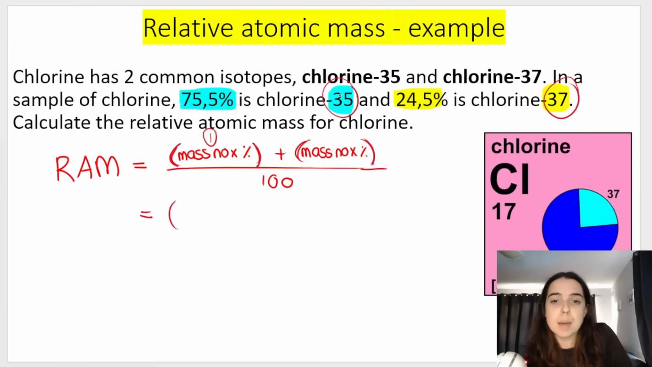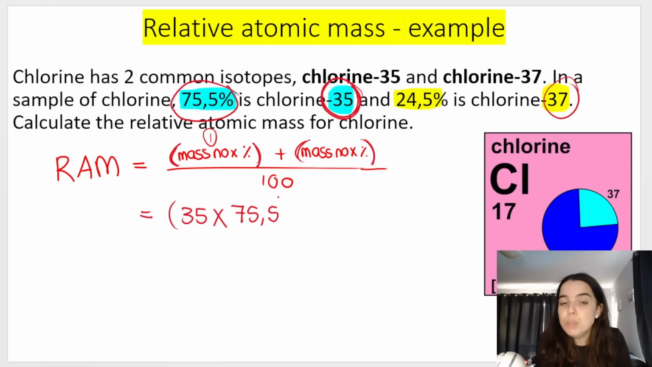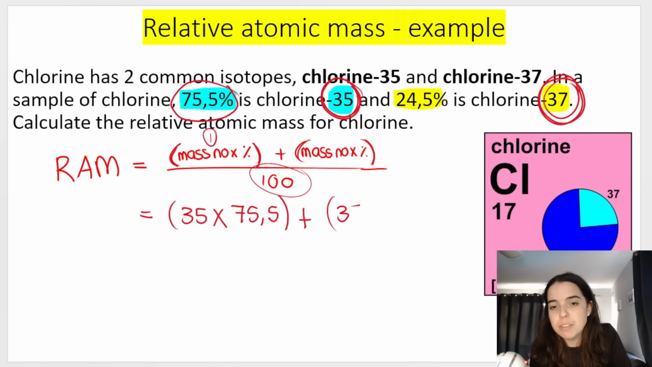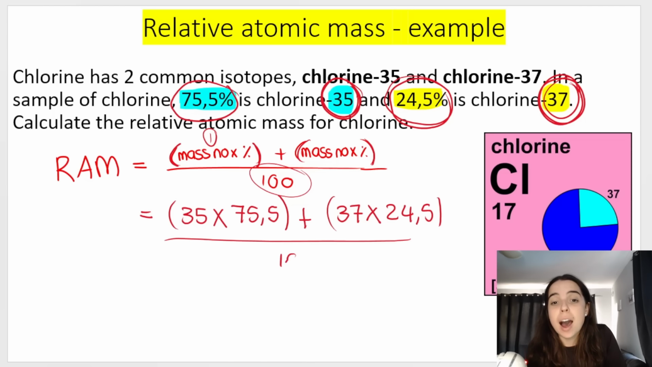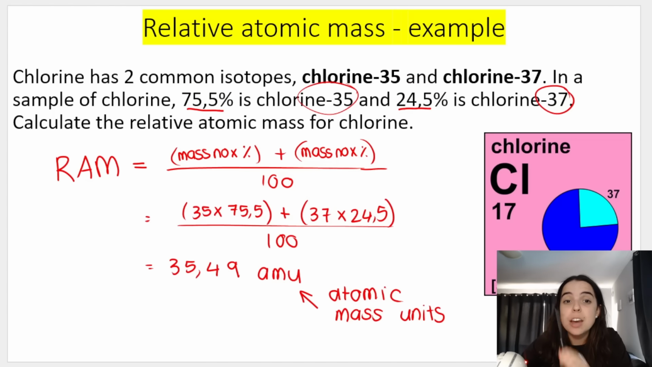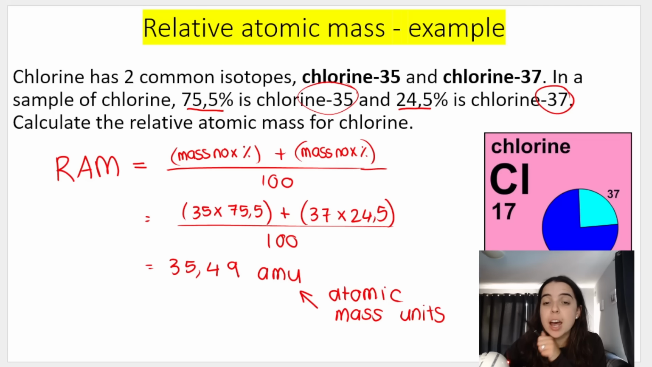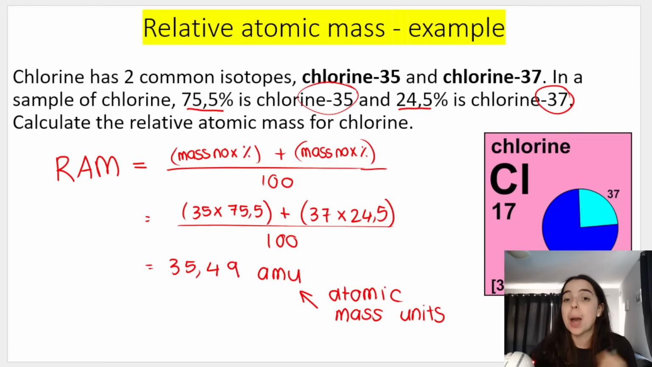First bracket, we take the mass number, which is 35, and we times it by the percentage abundance, 75.5. Please don't put the percentage sign in there. The reason why we don't is because we're dividing by 100, which is when we deal with the percentage. So just 75.5, then close the brackets. Plus, my next isotope is chlorine 37. The 37 times the percentage abundance for chlorine 37 is 24.5. And then we divide by 100. And what you should get is 35.49, and then the unit is AMU, or atomic mass units.